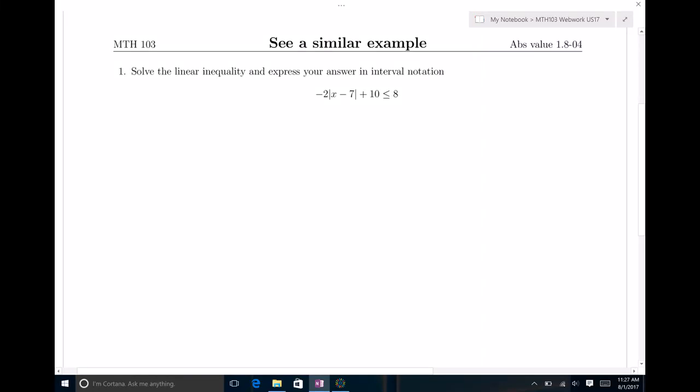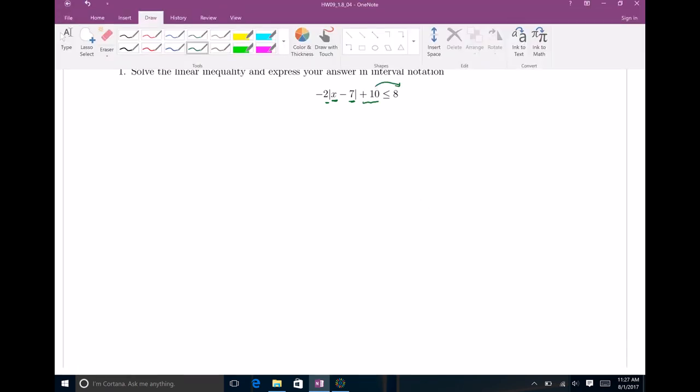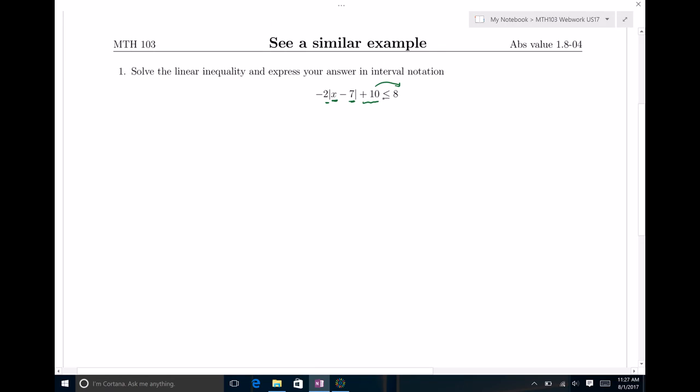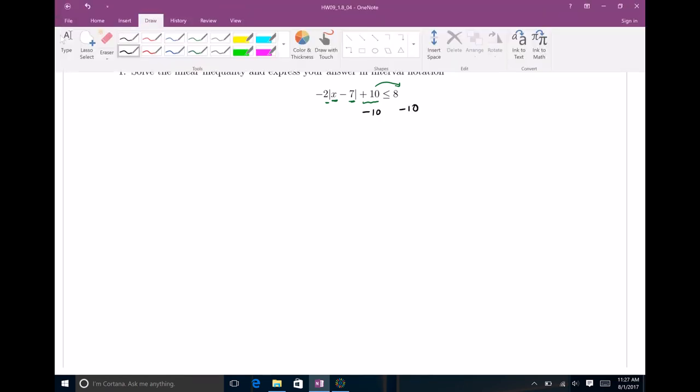Now the goal of this equation is to find x, but you'll see that x is trapped inside this absolute value sign. So I'm going to first try and take all the numbers that are not related to the absolute value sign to the other side. So first step is going to be to take positive 10 to the other side. So I'm going to subtract 10 from both sides of the equation.